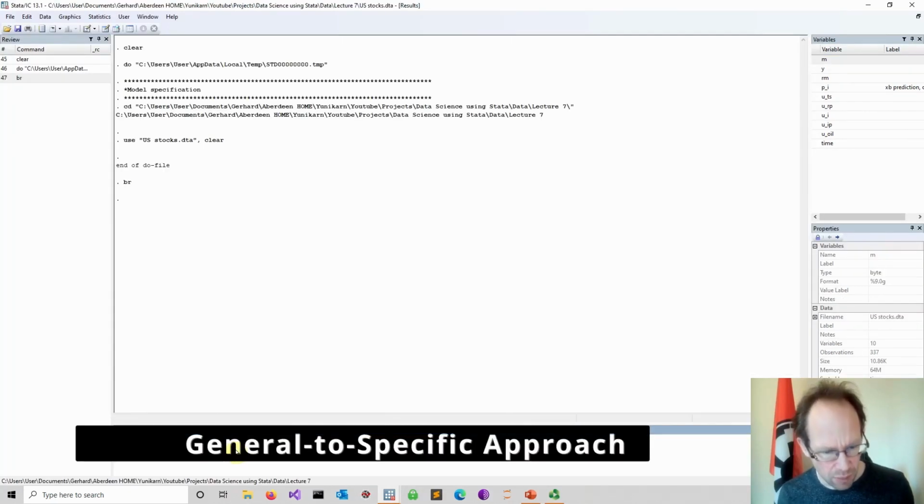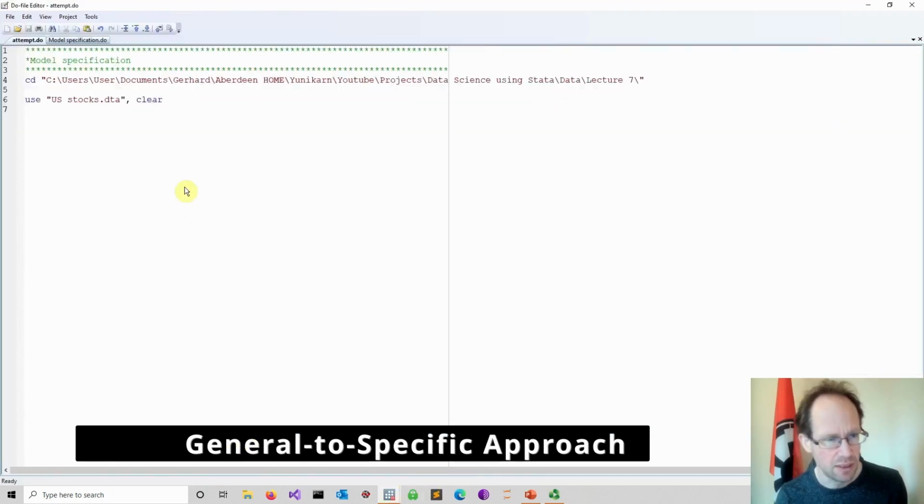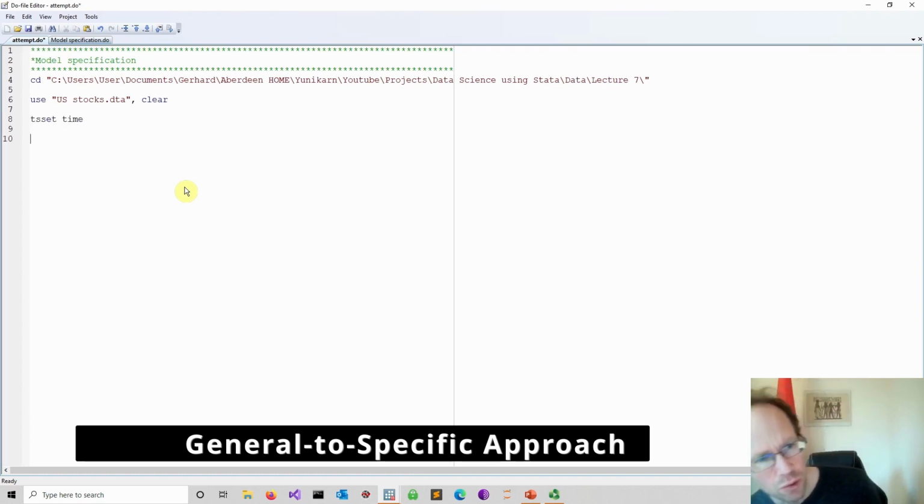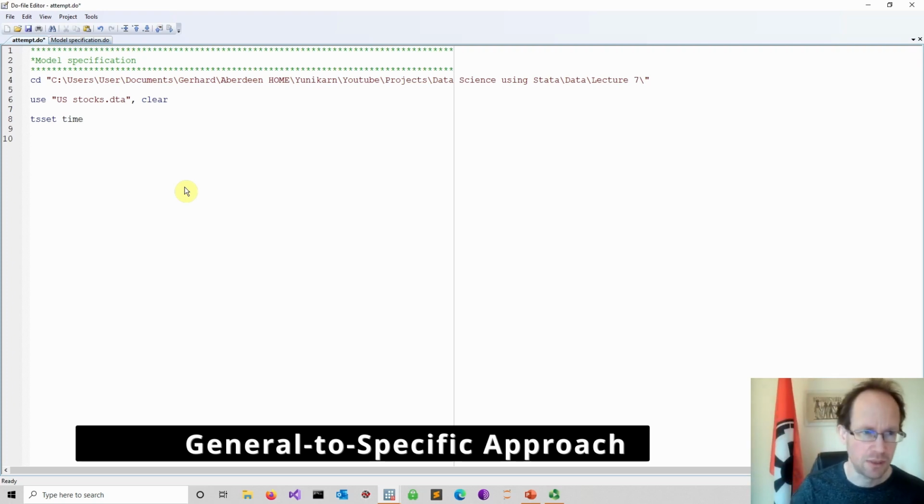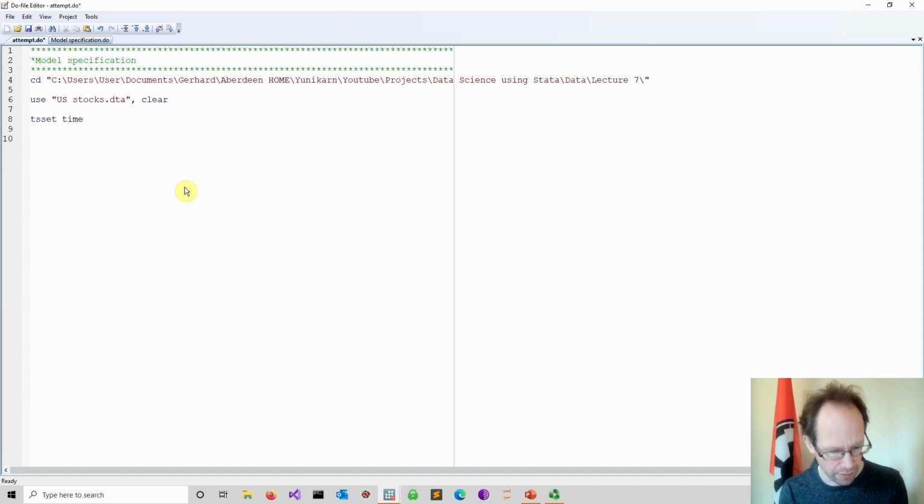Good, so the first thing I would do is declare now that this is a time series. Again, I do this ideally in my do file, so I just do a tset time. Not necessarily very crucial to do this, except if you want to use time series operators, but we might. I'm not entirely sure whether we actually will. Then we start with a general model, where we just simply throw in all the variables we have.